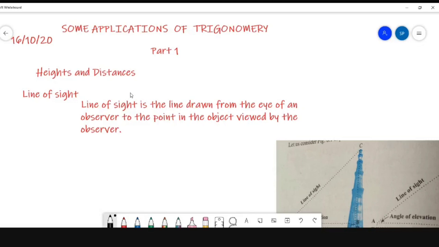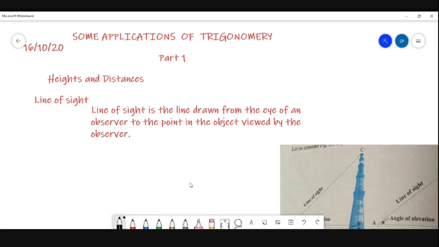In solving problems of height and distances, two types of angles are involved. One is angle of elevation and the other is angle of depression. With the help of these angles, we get a right triangle, and in a right triangle, if we know one side and any one of the acute angles, then you can find the remaining angles and sides by using the trigonometric ratios.